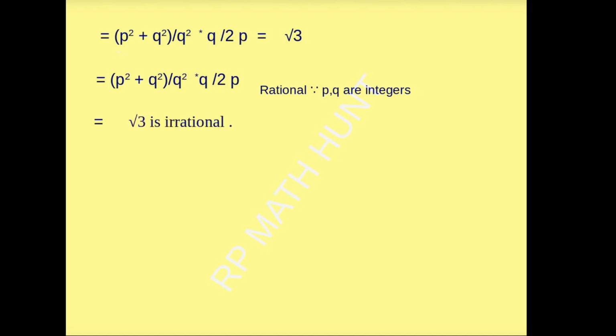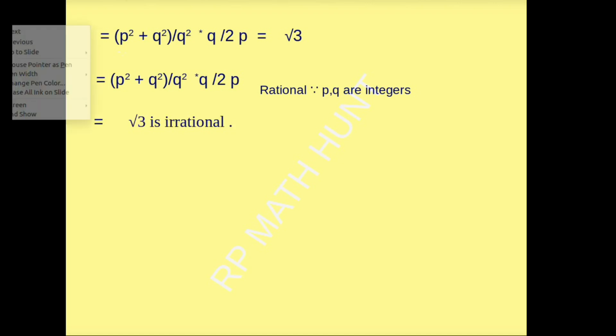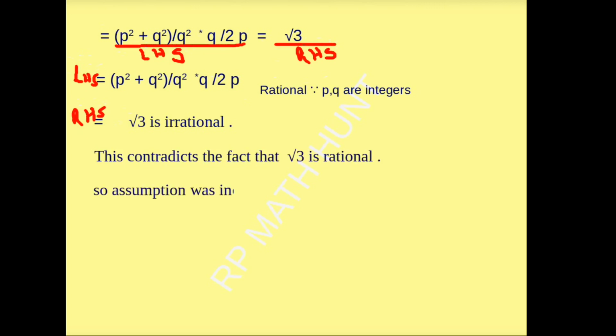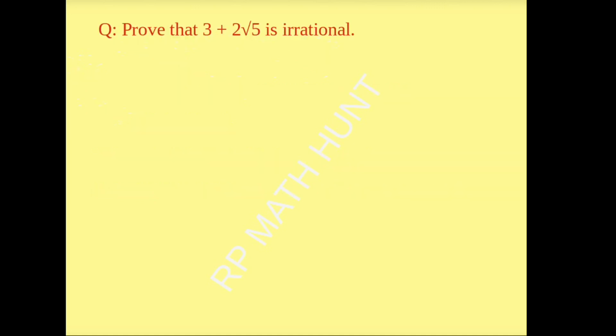The complete quantity which lies on the left hand side is rational and the right hand side is irrational. It is a contradiction. This contradicts the fact that root 3 is irrational. So, our assumption was incorrect. Hence root 2 plus root 3 is irrational.